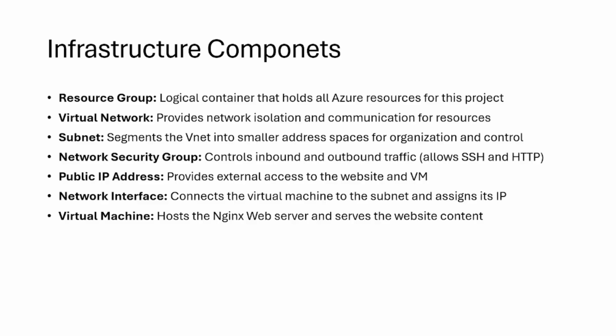A public IP address is how we're going to access the website externally. A network interface connects the virtual machine to the subnet and assigns its IP. And the virtual machine itself is going to host the Nginx web server and serve the website content.